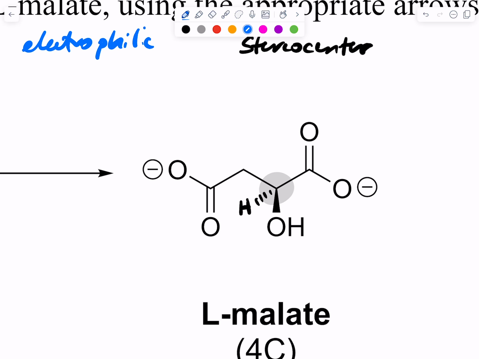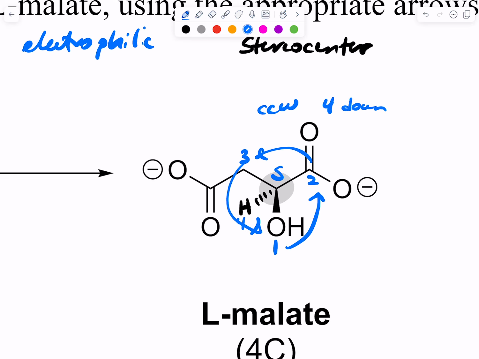I don't actually know. I have to figure it out. This is group 1. This is group 2. This is group 3. Priority 3. And then hydrogen is 4. You can tell oxygen is 1 because it's heavier. These two are both carbons, but this one is bonded 3 times to oxygen. This one is bonded to carbons and hydrogens. Oxygen wins. So 1 to 2, 2 to 3, 3 back to 1, and it's counterclockwise with group number 4 down away from us, so indeed it is S.